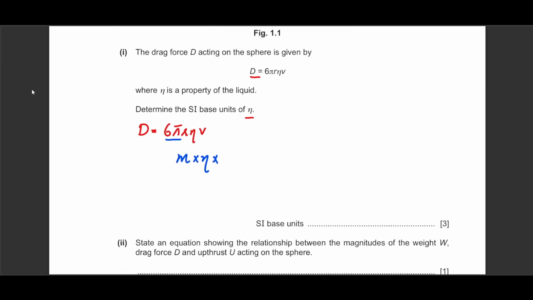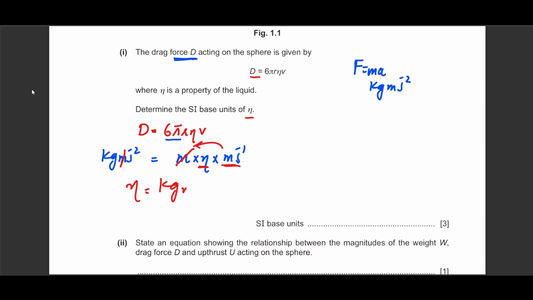Velocity v, so we know this is going to be m s^-1, and D, since D is a force, drag, we know that force is equal to ma, which is kg m s^-2. This is our equation, and this is what we want to find the base units of. You can clearly see that one of the meters will be cancelled with this one. This m s^-1 taken to the other side makes the unit of η equal to kg m^-1 s^-2. So the base units will be kg m^-1 s^-2.